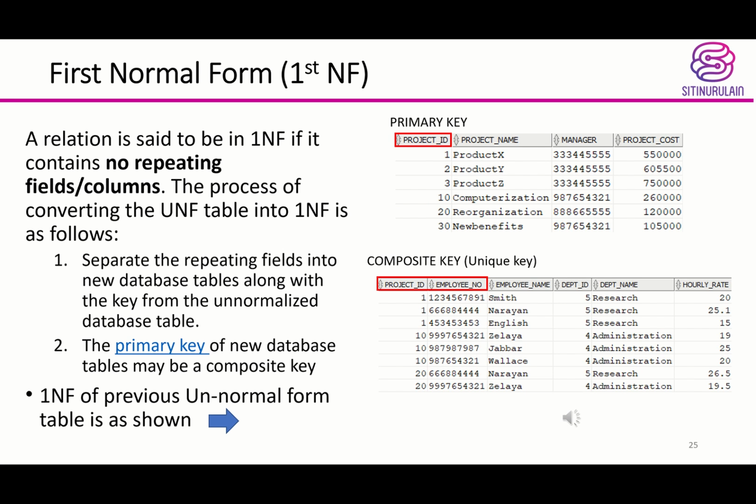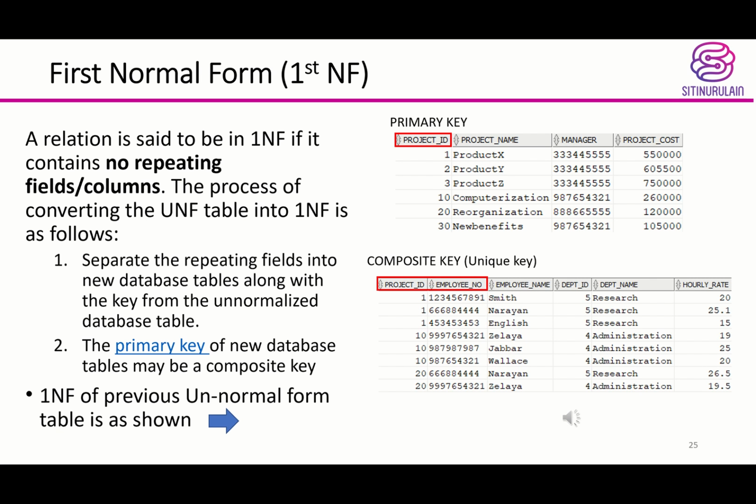A database table is said to be in first normal form if it contains no repeating fields or columns. The process of converting the unnormalized form table into first normal form is as follows. Separate the repeating fields into new database tables along with the key from the unnormalized database table. The primary key of new database tables may be a composite key. 1NF of the previous unnormalized table is as shown.